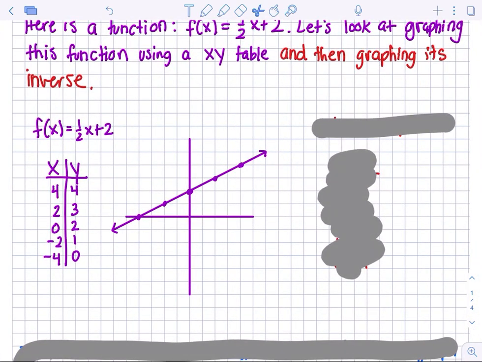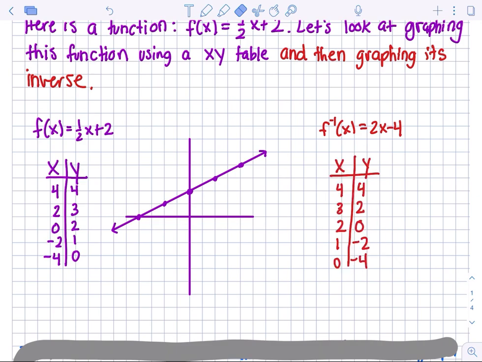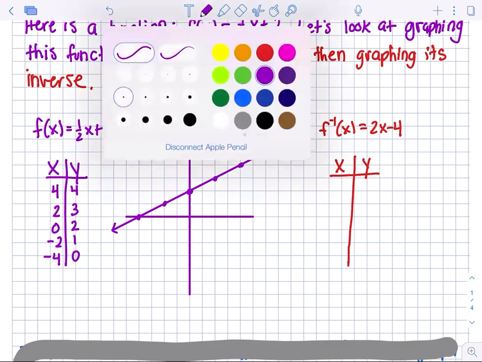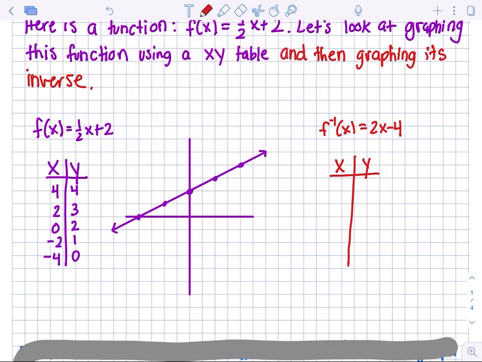Now, here is the inverse function. You'll have to solve for that later, but I just gave it to you. Now remember, now that we know the original function's coordinates, I'll erase this. Now that you know the original coordinates of the original function, to get the inverse coordinates, all you have to do is switch your x and y coordinates of the original. So then you get 4, 4, 3, 2, 2, 0, 1, -2, and 0, -4.